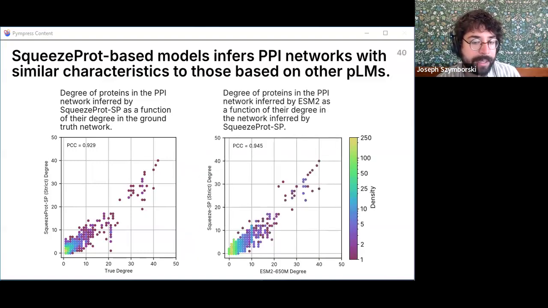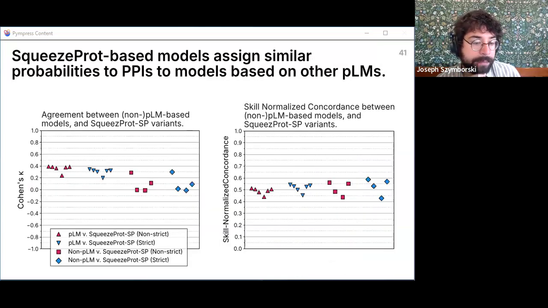And the degree of the inferred network is also similar to that of other pLMs like ESM2650. And that holds true between SqueezeProt and all the other pLM-based PPI inference methods we've tested. It's not shocking to see that the SqueezeProt SP variants make very similar predictions to other PPI inference methods. On the left, we see agreement as measured by the Cohen's kappa coefficient between the non-strict SqueezeProt SP models with both pLM and non-pLM methods. The blue markers show the same thing for the strict variant. Overall, both strict and non-strict models agree similarly to these methods.